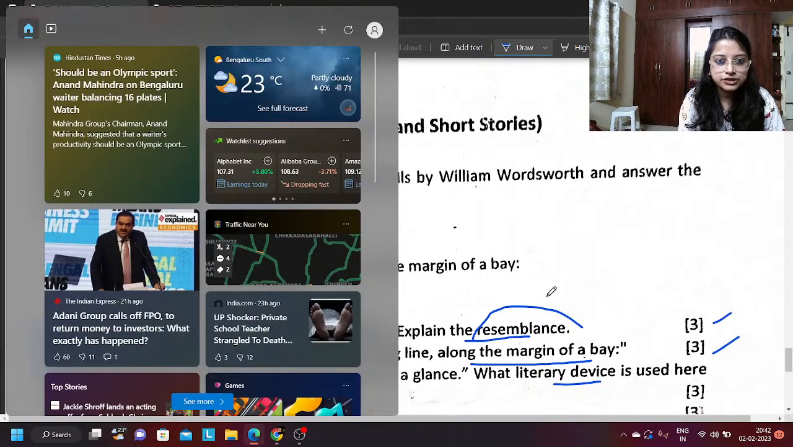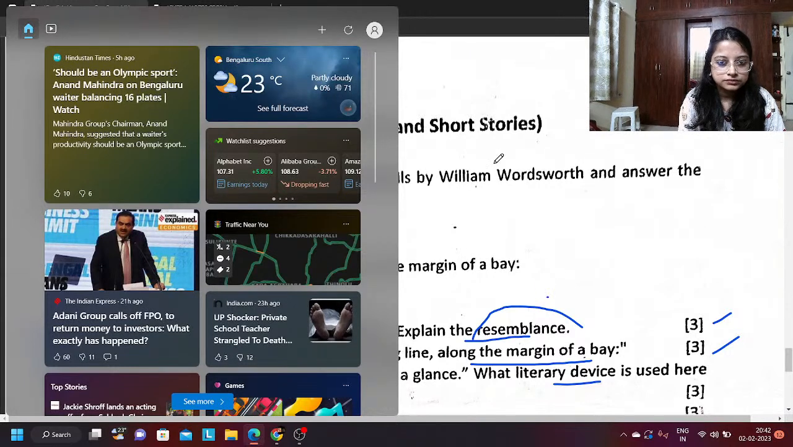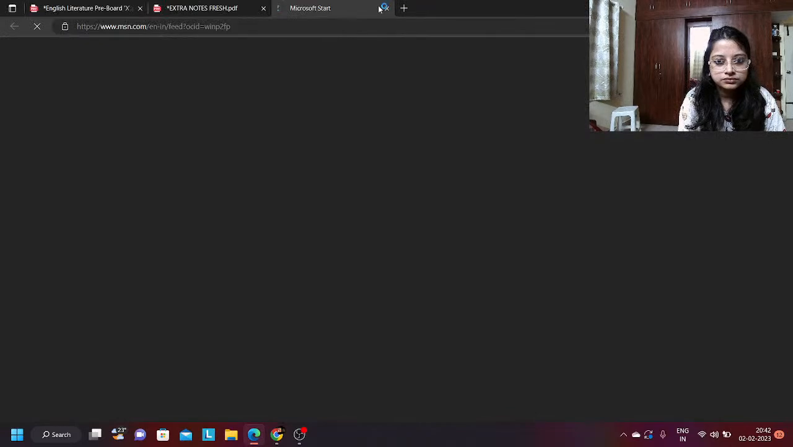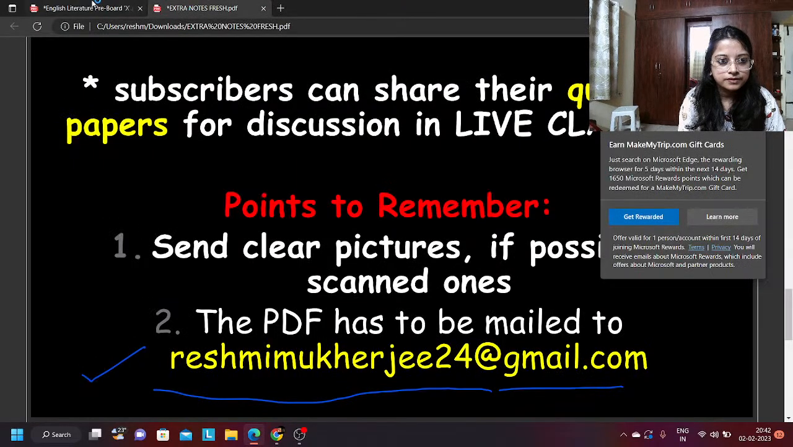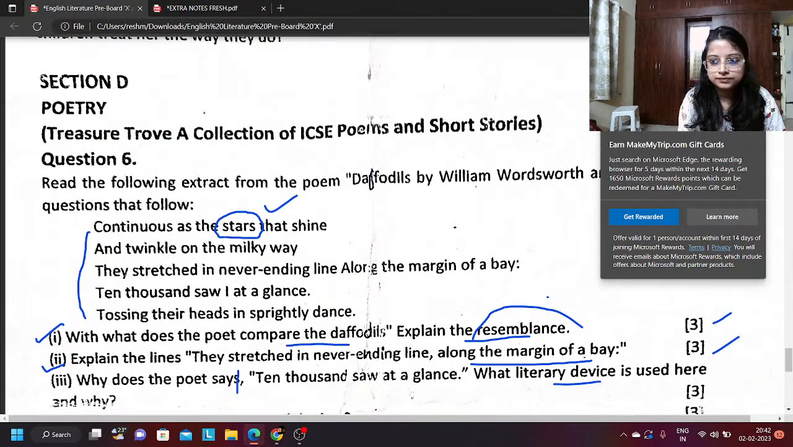ये कैसा पेज खुल रहा है बार बार? Sorry, very sorry.